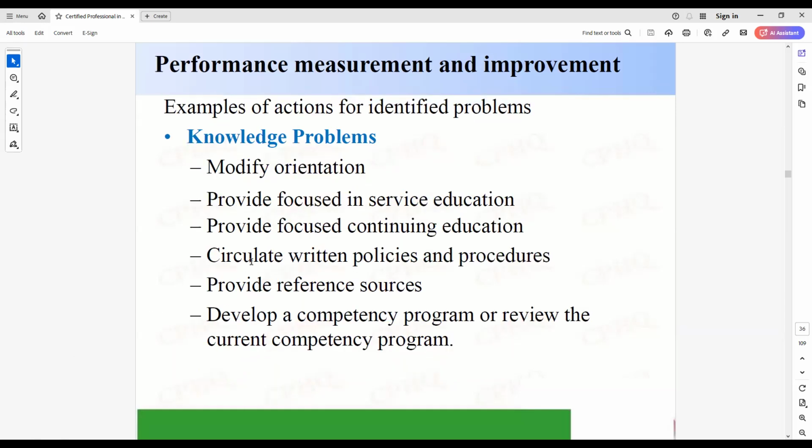If it is knowledge related, then you focus on modifying orientation, providing service education, providing continuing education, circulating the written policies, again, making sure people are aware, providing references, sources, developing competency programs, or reviewing the current competency program to ensure that people have the right knowledge required for that specific problem to be resolved. So these are generic examples of action plans you can use to address knowledge or system-related problems. To be very honest, I don't remember ever seeing any questions specifically on these points.